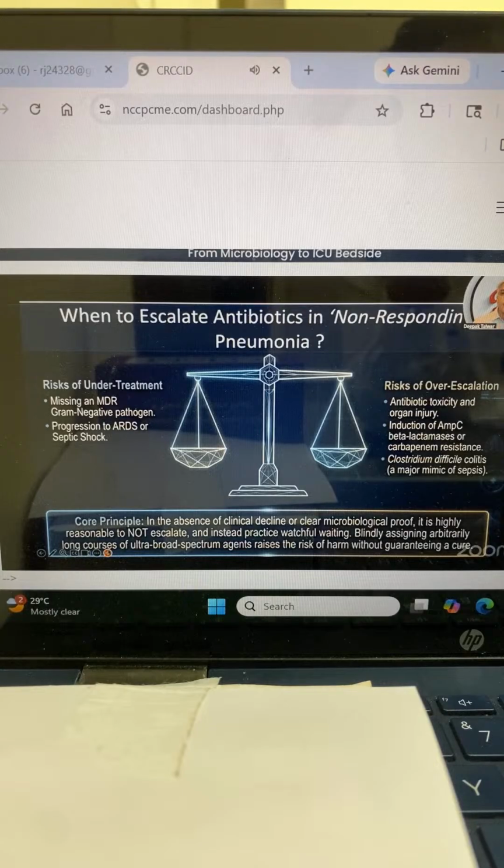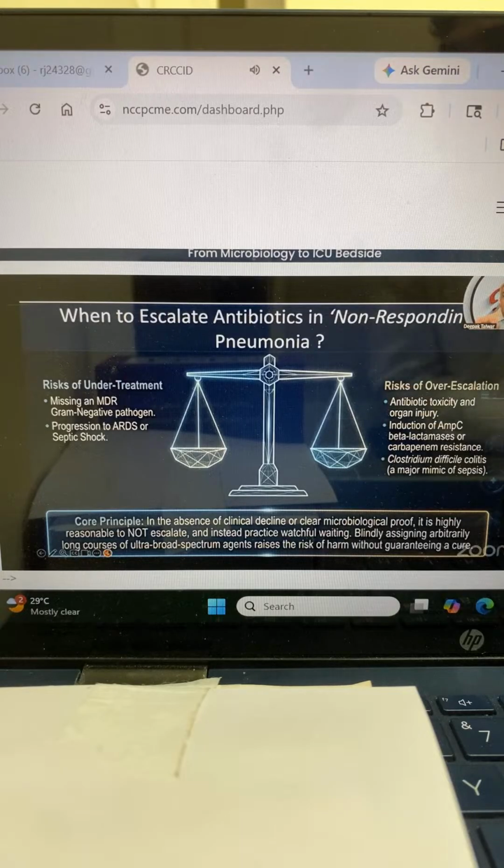But always remember that there are risks of over-escalation. Antibiotic toxicity and organ injury can all be caused by excessive use of unnecessary antibiotics. It can also amplify more resistant bacteria in the lungs and make the treatment much more difficult. And never forget that Clostridium colitis is a major mimic of sepsis, and it just looks like that. So I think the core principle to remember is, if there is no clinical decline and no clear microbiological proof, it's not reasonable to escalate.